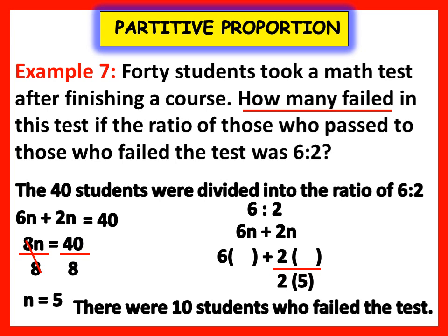Okay, so if you are being asked for how many students passed the said test, 6 multiplied by 5, that is 30, and 30 plus 10 is 40, and that is the totality of the number of students who took the mathematics test. But the final answer is only 10 because we are being asked how many students failed in that test. Okay, let's go to the next example.